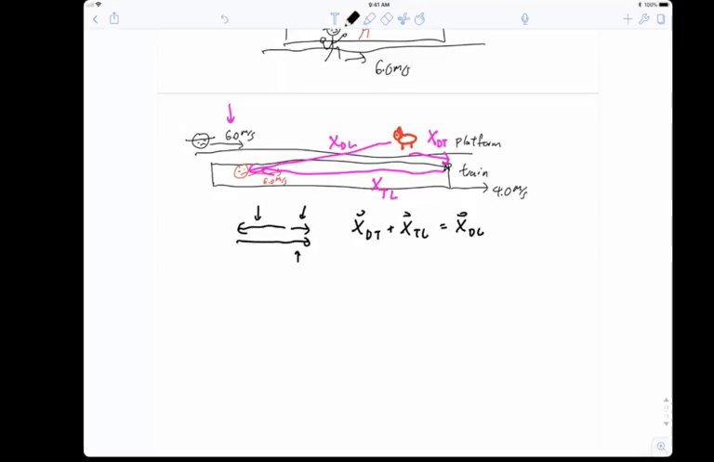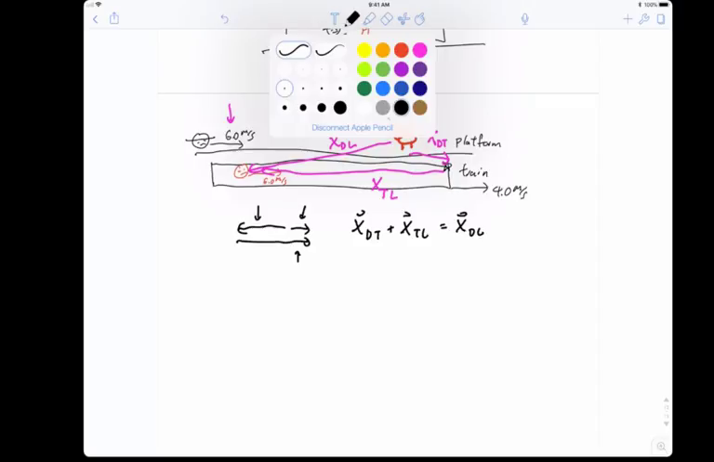The position of the train relative to the dog, or rather the front of the train, plus the position of the lady relative to the train, is equal to the position of the lady relative to the dog. That makes sense? Okay. So this is just an intermediary. This is just to help us remember how the vectors are added together.